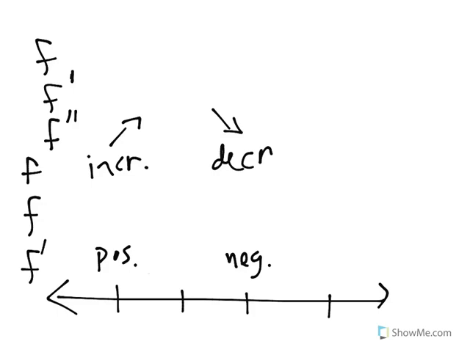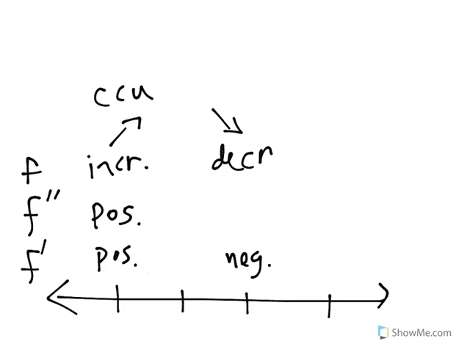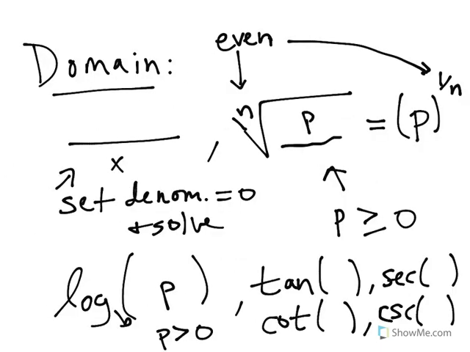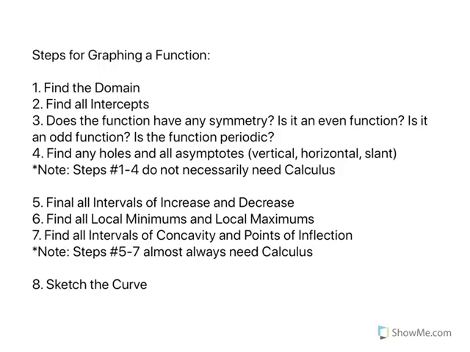We could also be finding f double prime, and as a reminder, where f double prime is positive, f is concave up, and where f double prime is negative, f is concave down. And so remember those inflection points, those are points where your graph of f changes from being concave up to concave down, or vice versa. So all three of these other ones should be really pretty new for you.